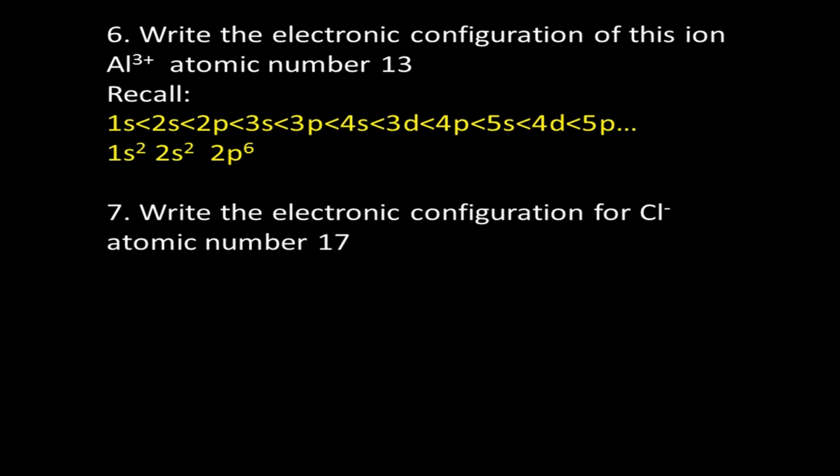Number 7, write the electronic configuration for chlorine ion. Atomic number for chlorine is 17. This chlorine ion has gained 1 electron. So for a neutral chlorine, the electron is 17, but now it has gained 1, making 18. So we are filling in 18, following our energy range.